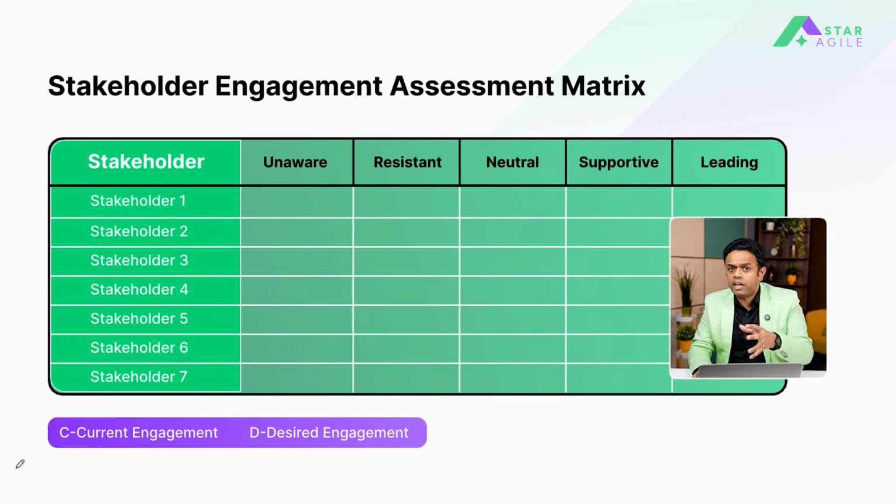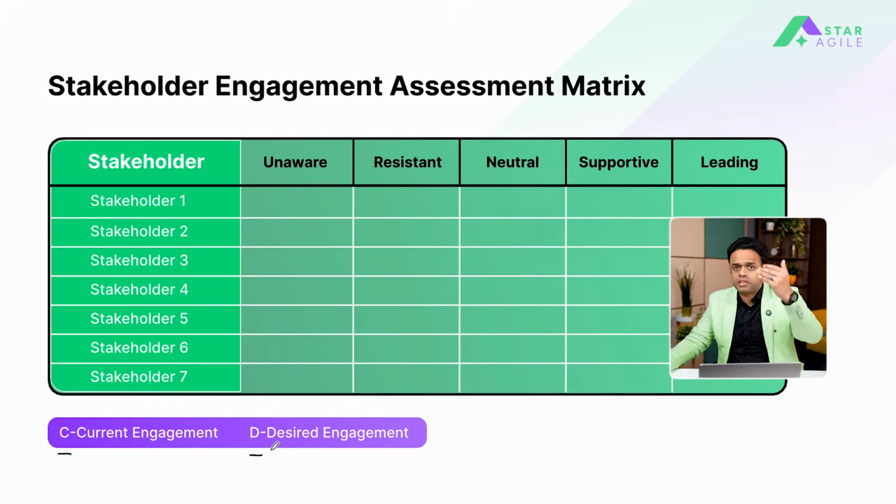Now, I will help you put your imagination into a tool. That is what you see on the screen as the Stakeholder Engagement Assessment Matrix. Very simple, very straightforward. You can see two letters here, letter C and letter D. The letter C stands for the current level of engagement. Right now, when I am talking to you guys, what is the level of engagement of that stakeholder? And are you happy with the level of engagement of that stakeholder?